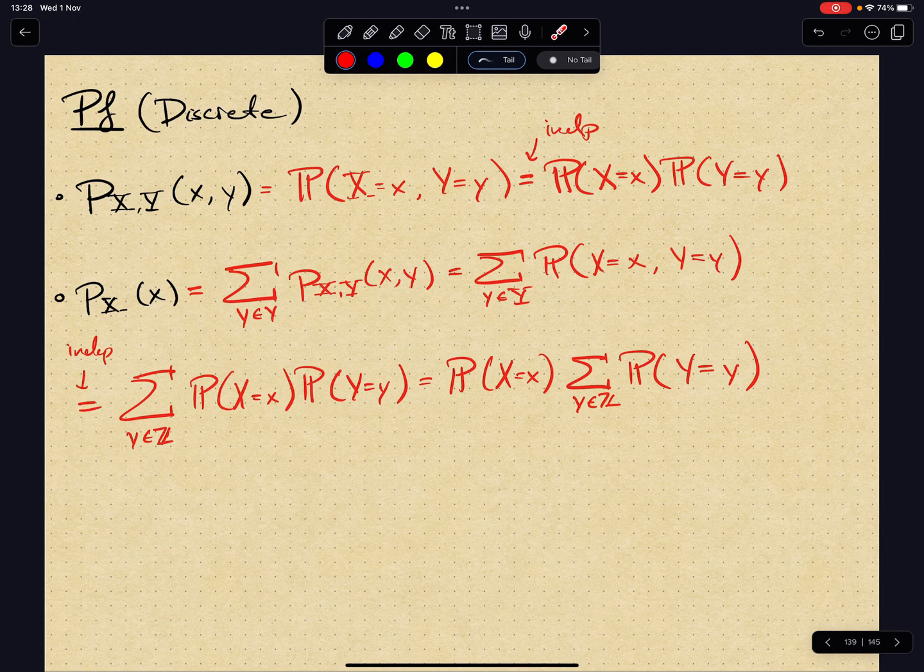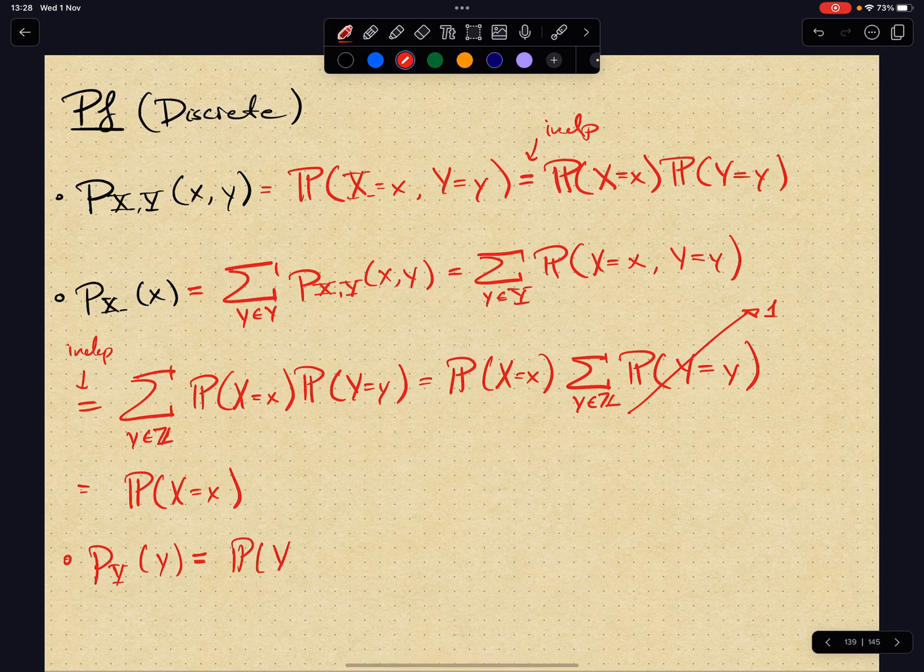We're almost done here, and I'll pause for a second so that you can think of this last step of the computation. You should note that this summation is equal to 1, because the total probability always adds up to 1. So at the end of the day, this is going to be the probability that X is equal to x. And similarly, going through the same procedure, the marginal of Y at y is equal to the probability that Y is equal to y.